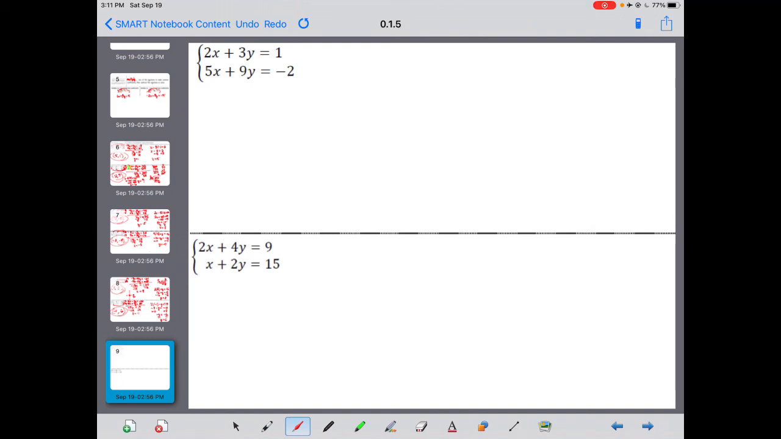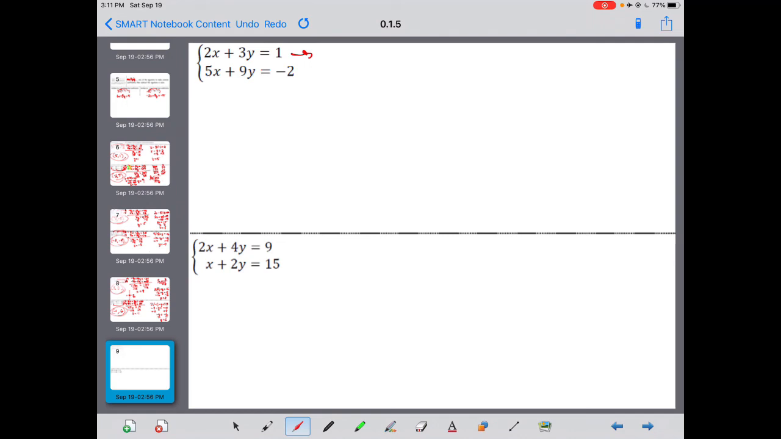Now let's look at some other situations here that might happen. Okay, I see this. Go ahead and give these a try. Let's see what you get. Remember, if you come up with no variables and a true statement, it's infinity. If you come up with no variables and a false statement, it is no solution. They'd be parallel lines. So give these a try. Come back and see the answer. All right, here we go.